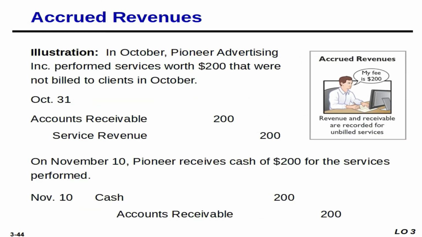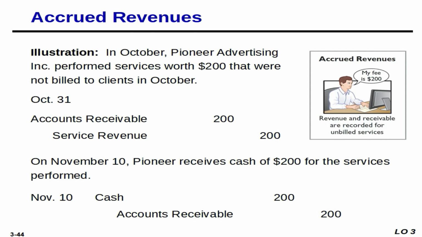In October, Pioneer Advertising Inc. performed services worth 200 that were not billed to clients in October. So on October 31st, here is the entry. Not billed means it's going to be on account.